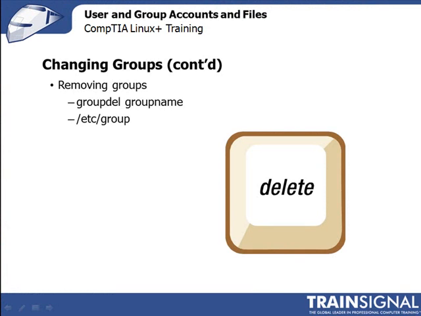Let's say that Global Mantics has decided to hire an outside accounting firm and they no longer need an internal accounting group. To remove that group, you use the command groupdel. The syntax is groupdel, space group name. You can also make this change directly in the file etc group. Let's go back to our terminal window and take a quick look at this.